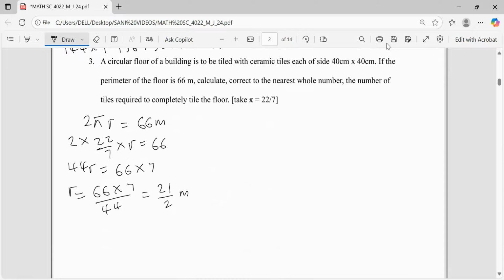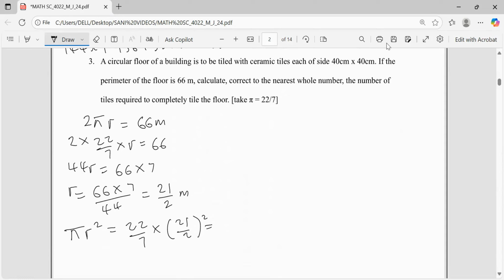So the area of the circular floor is pi r squared. That's from the area of a circle, which is 22/7 times our r, which is 21/2, squared.